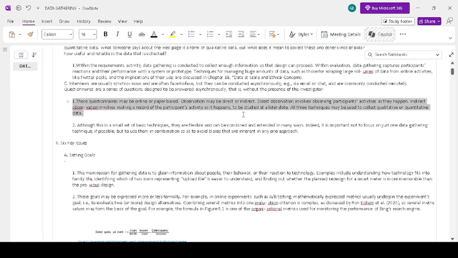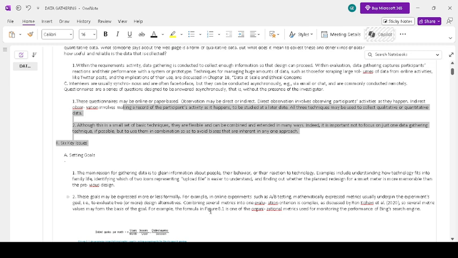Observation may be direct or indirect. Direct observation involves observing participant activities as they happen. Indirect observation involves making a record of the participant's activity as it happens, to be studied at a later date.